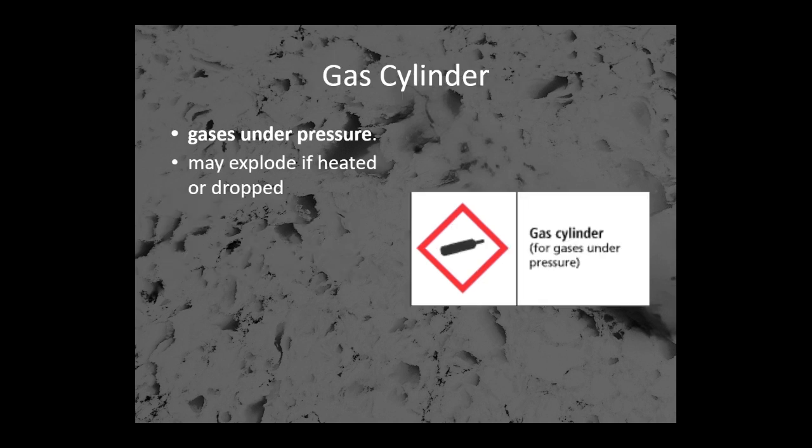Gas cylinder. The gas cylinder pictogram is used for gases under pressure. These can be compressed gases, liquefied gases, dissolved gases, or refrigerated liquefied gases like liquid nitrogen. The primary physical hazards are cylinder rupture or explosion if the container is damaged or exposed to heat. For refrigerated gases, there is an additional risk of severe cryogenic burns or frostbite upon contact with skin.